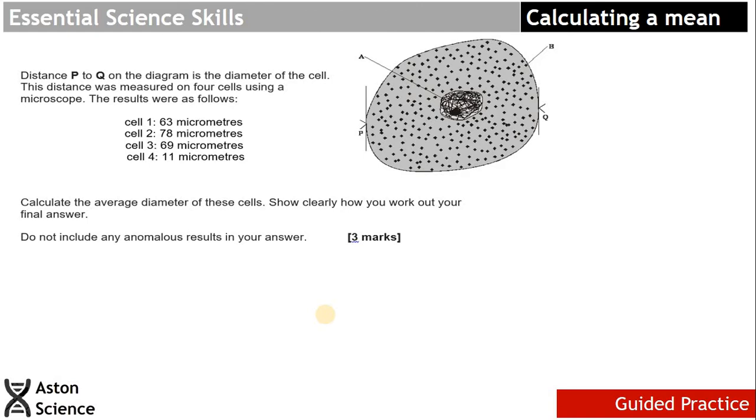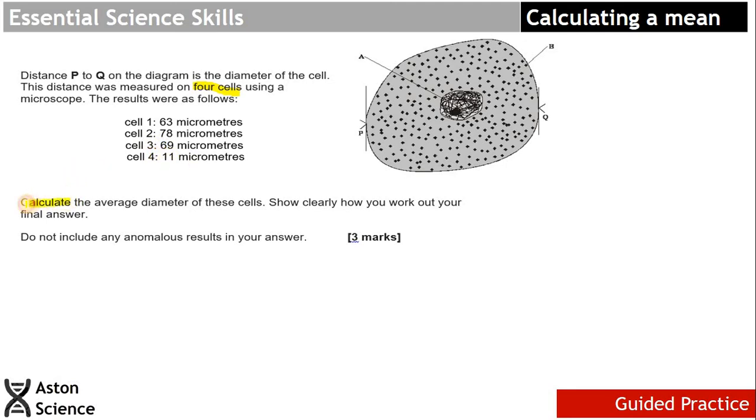So we're going to have a look at another example. This is a biology example this time. It says distance P to Q on this diagram of a cell. The distance was measured on 4 cells using a microscope. The results were as follows. Cell 1 was 63 micrometers. Cell 2 was 78 micrometers. Cell 3 was 69, and then cell 4 was 11 micrometers.